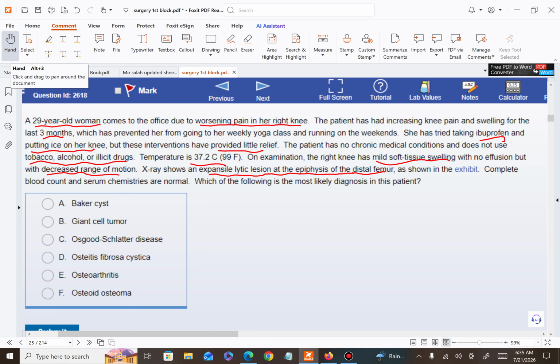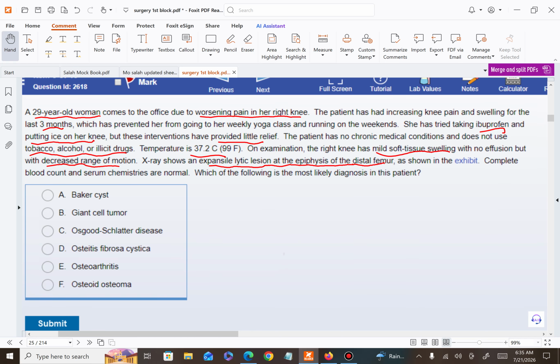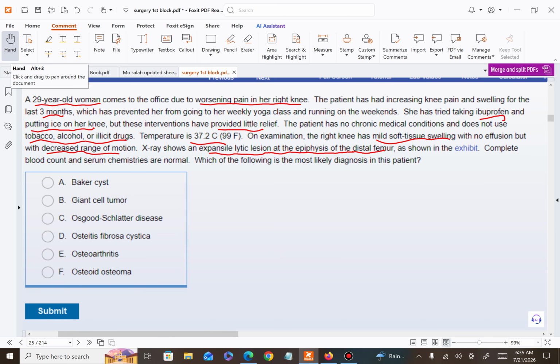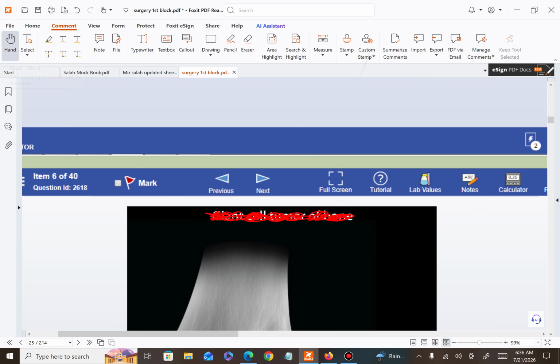The woman is a young adult, and she has worsening pain, and there is a lytic lesion at the epiphysis of the distal femur, so it is most likely giant cell tumor, because giant cell tumor causes lytic lesions, which is also known as soap bubble appearance on the epiphysis of the long bones. Why is it not Baker cyst, Osgood-Schlatter disease, osteitis fibrosa cystica, osteoarthritis, or osteoid osteoma? Let's look at those options.